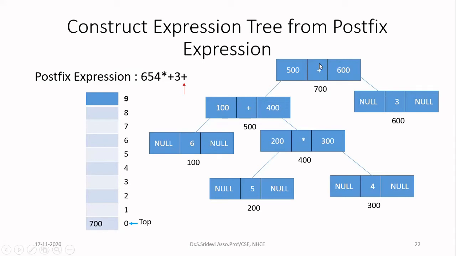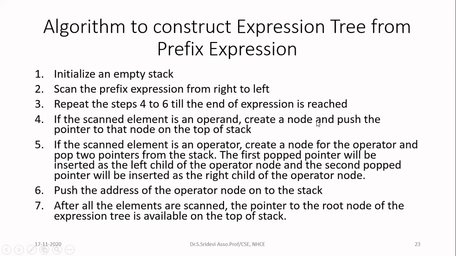With the help of this address, we can reach the root node. Then from the root node, with the help of the left pointer and then the right pointer, we can reach the remaining nodes of the expression tree. So with this, we have seen how to construct the expression tree from the postfix expression. Next, we are going to see the algorithm for constructing the expression tree from prefix expression.